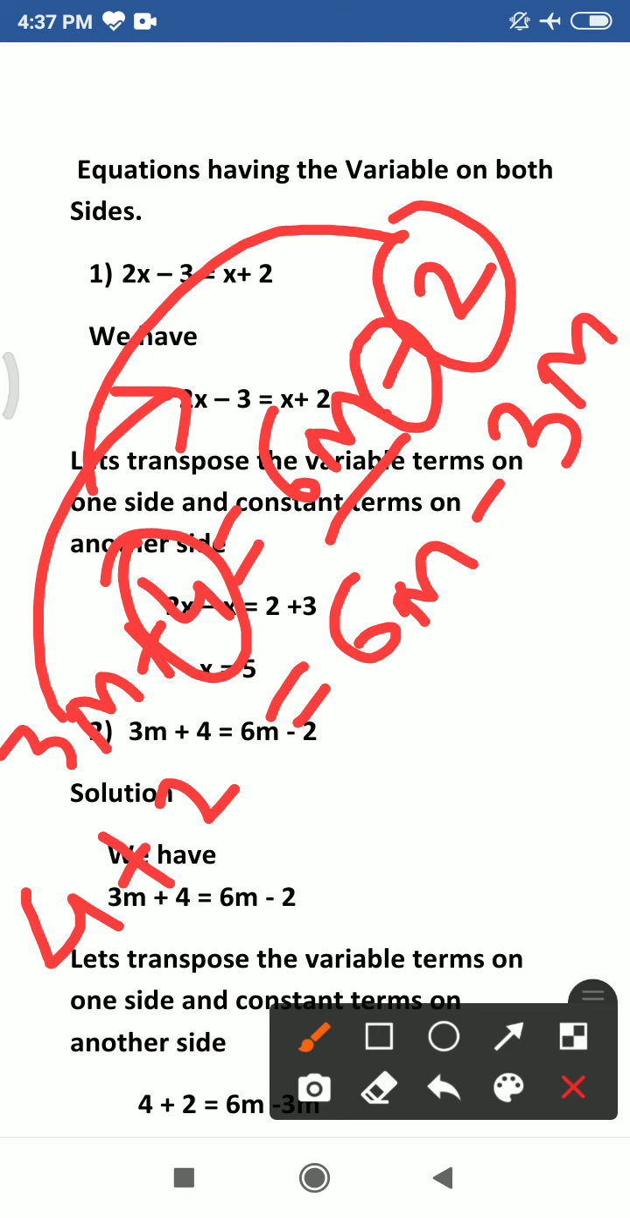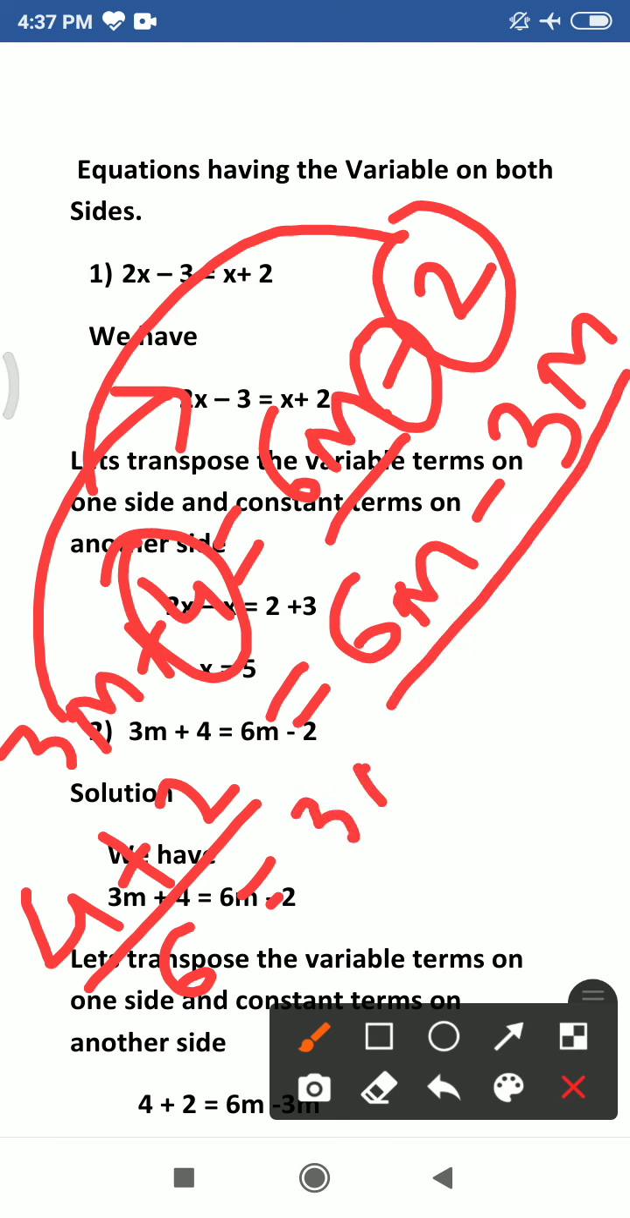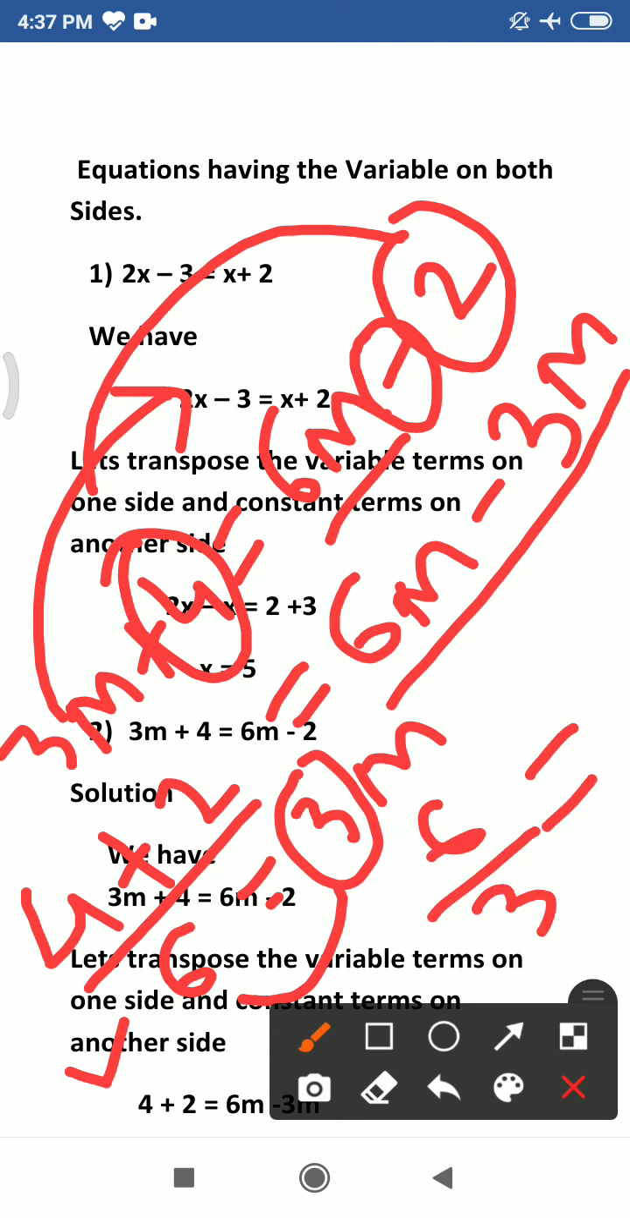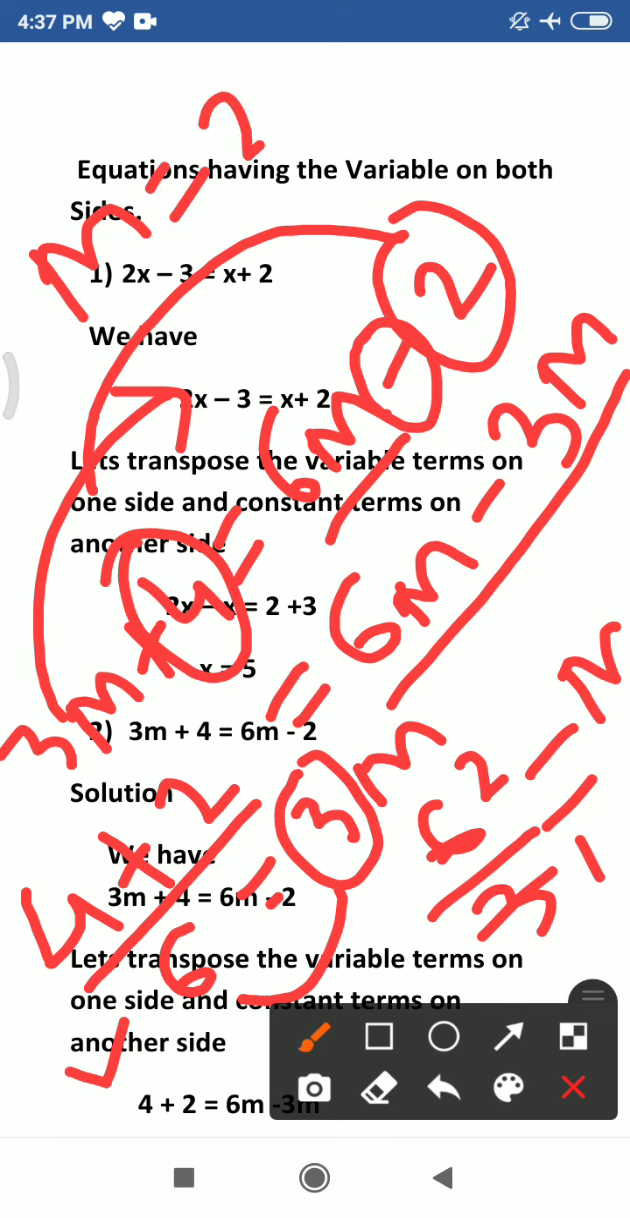So we will have the equation as 4 plus 2, which is 6, equal sign as it is, and 6m minus 3m is equal to 3m. So I have the equation 6 equal to 3m. Now I will transpose the 3 as we have done in the previous examples. This 3 in multiplication, when it goes to this side, becomes division. So it is 6 divided by 3 equal to m. Three twos are six. So I write m equal to 2. This is the solution of this given example.